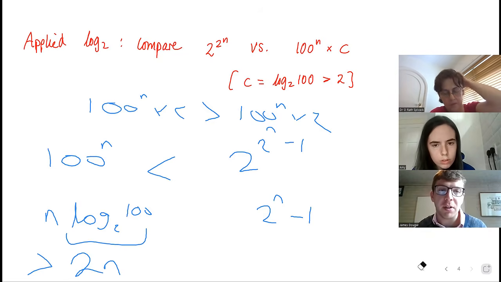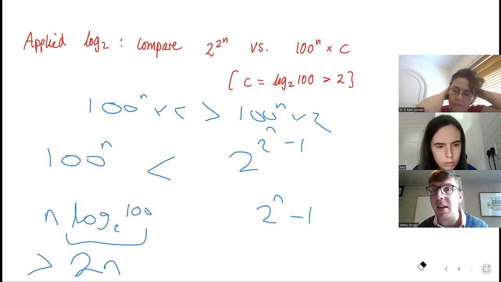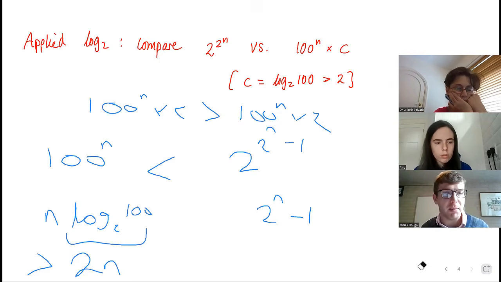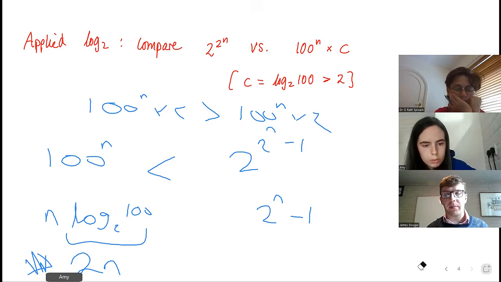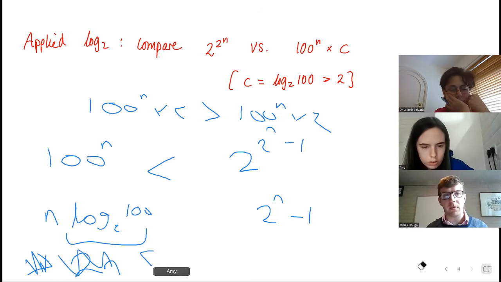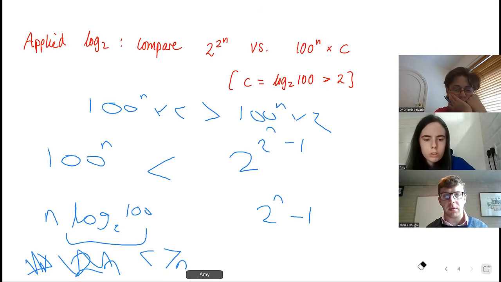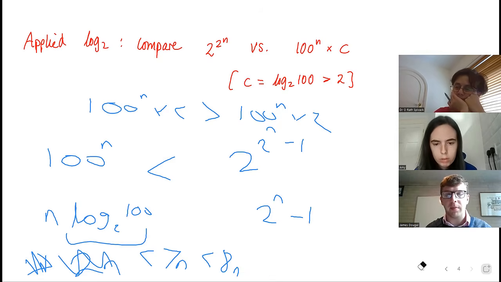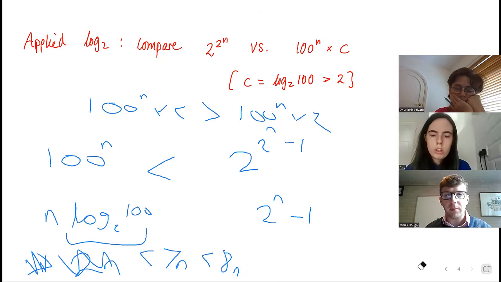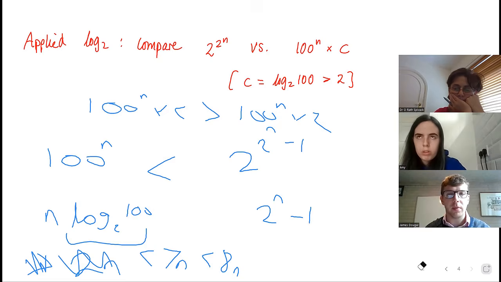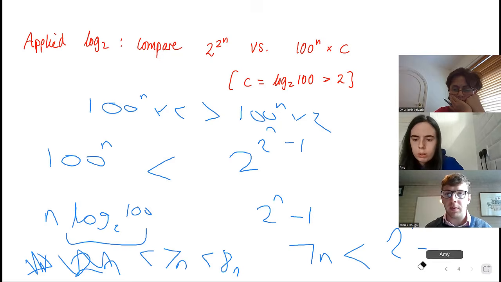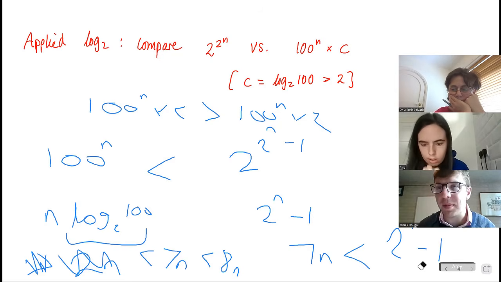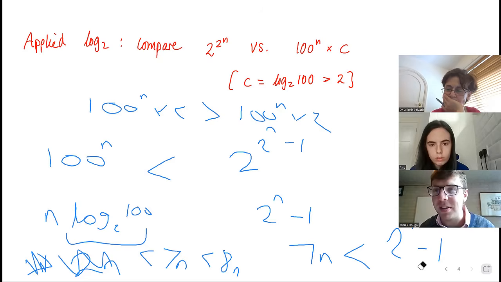So if I told you log to the base 2 of 100 is less than 7, just to save ourselves working out the numbers, could you use that to help you? Yeah, so we can say that this is less than 7n, which is, I've just put 8 there because we know that 8 is 2 to the power of 3. But also we know that powers grow greater than linear factors. So if we know that as n tends to infinity, 7n will be less than 2 to the n minus 1. Good.